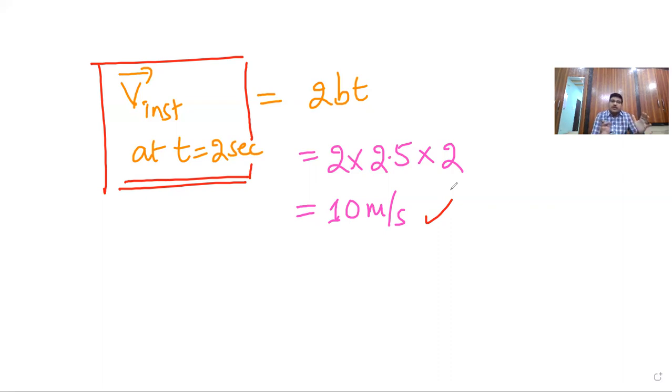Clear? The first part of the problem is over. At t equal to 0, we got 0 velocity. At t equal to 2 seconds, we got 10 meters per second. Let us go into the second part of the problem.